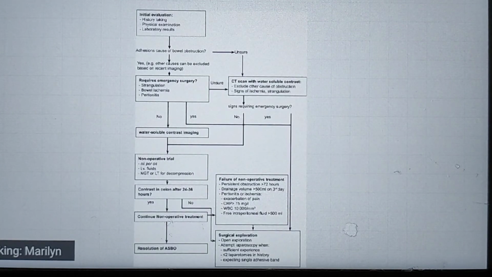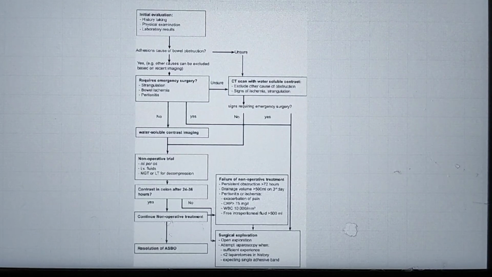So this is a chart showing how we approach a patient with small bowel obstruction. So first, we need to do our initial evaluation, which includes history taking, physical examination, and then taking blood for investigation.